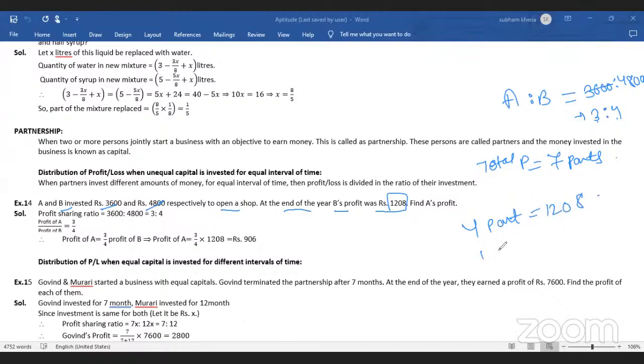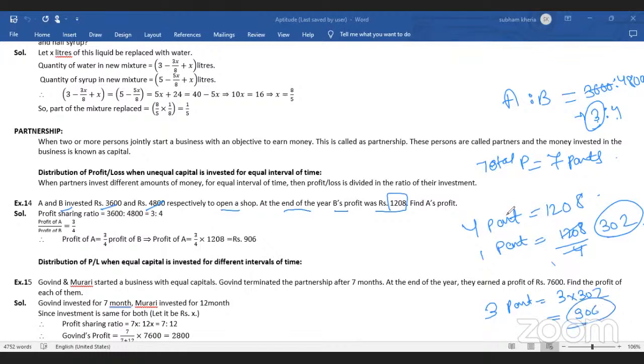So if 4 parts is 1,208, using the unitary method, can I find 1 part? If 4 parts is 1,208, 1 part will be 1,208 by 4. That is 302. And how much is A getting? A is getting 3 parts. So 3 parts will be 3 into 302. It is 906. Is this point clear to all? Yes or no?